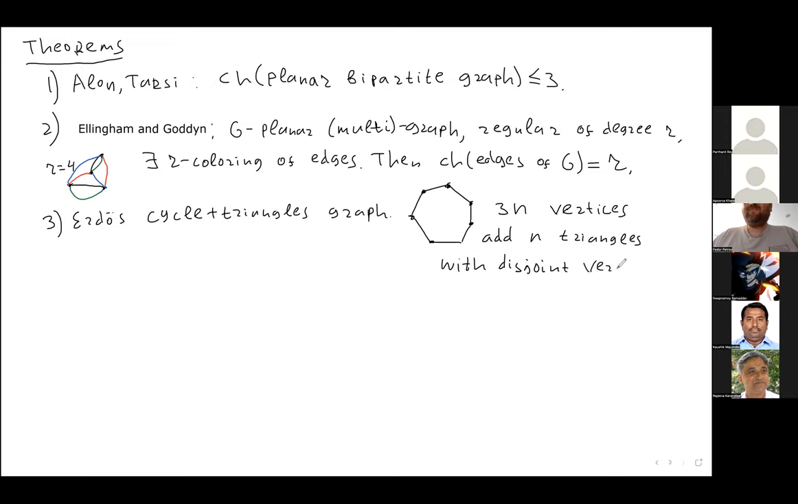Disjoint vertices. This example is not very good. I think it is 1, 2, 3, 4, 5, 6, 7, 8, 9. Yeah, and you should add three triangles like Z. And for example, Z. And another one.